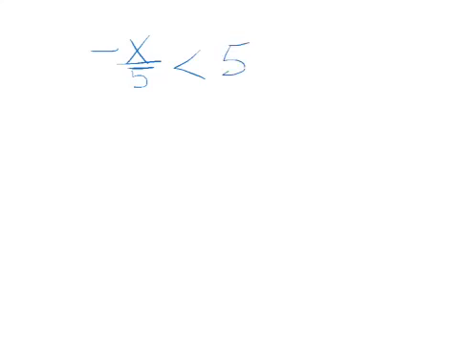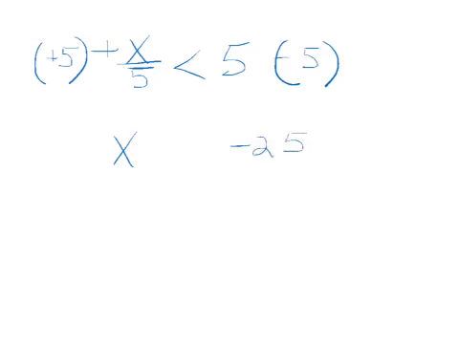In order to get x by itself, we have to multiply the left side by -5, because a negative times a negative makes a positive, and the right side has to be multiplied by -5. So now the negative cancels out, and the 5 over the 5 makes just 1, so we get x on the one side and -25 on the other side, and because we're multiplying by a negative, the sign flips.